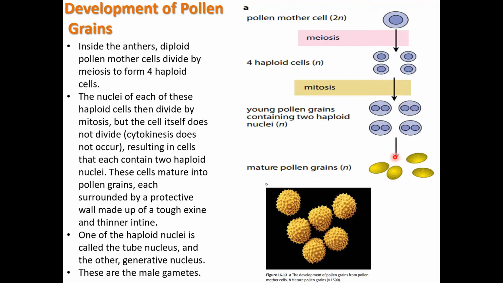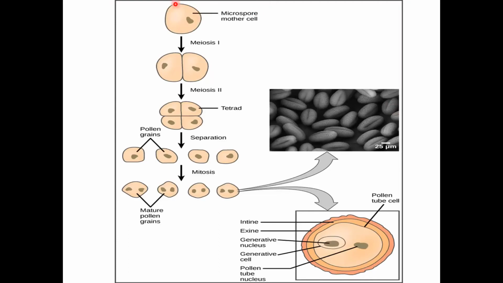Individually, they develop into pollen grains, but they start with a pollen mother cell, which is 2N. They undergo meiosis, meiosis 1, meiosis 2. They have these 4 haploid cells, which then undergo mitosis, but the nuclei divide, and the cell itself does not divide. So each cell has haploid nuclei now, and each of them then matures into a pollen grain, right? And of these nuclei, one is known as the tube nucleus, and the other is known as the generative nucleus, right? So here's another diagram of that.